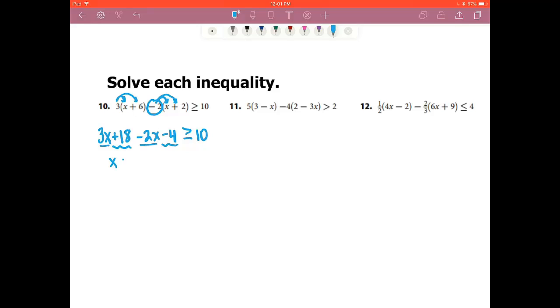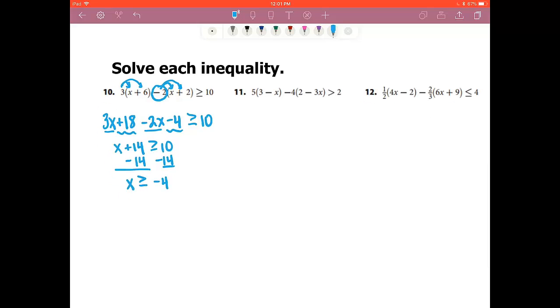3x minus 2x is 1x. 18 minus 4 is 14. We subtract 14 from both sides, and we have x is greater than or equal to negative 4. On a number line, we have negative infinity to the left and positive infinity to the right. Greater than or equal to negative 4 is a closed circle, and greater than would be to the right.